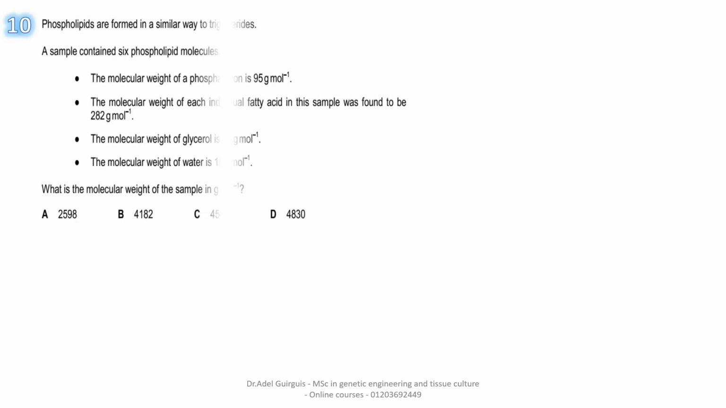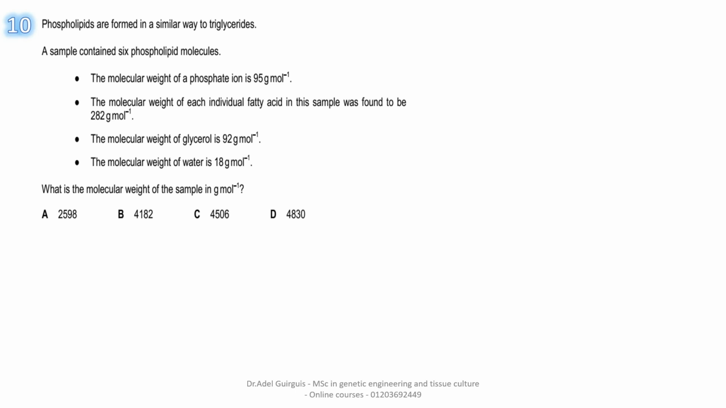Number 10. Phospholipids are formed in a similar way to triglycerides. A sample contains 6 phospholipid molecules. The molecular weight of the phosphate ion is 95 grams per mole. The molecular weight of each individual fatty acid in this sample was found to be 282 grams per mole. The molecular weight of glycerol is 92 grams per mole. The molecular weight of water is 18 grams per mole. What is the molecular weight of the sample in grams per mole?